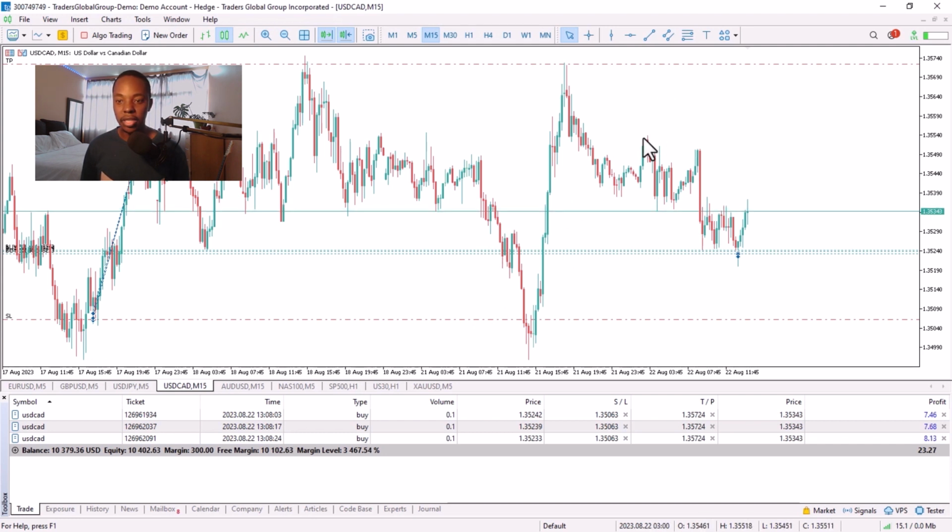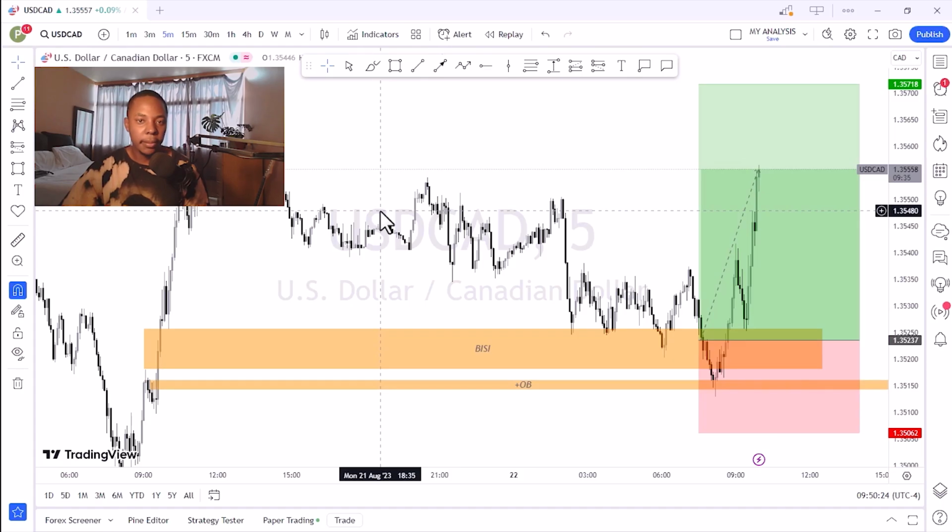I might take partials halfway through. That's the first mistake that I made with GBPUSD, not taking partials. So I'm gonna make sure that I take partials on this trade. I'm gonna remove 2, maybe let 1 hit the last TP. So that's what I'm gonna do on this trade. I'm just gonna update y'all as the day progresses. And yeah, update on the USDCAD.